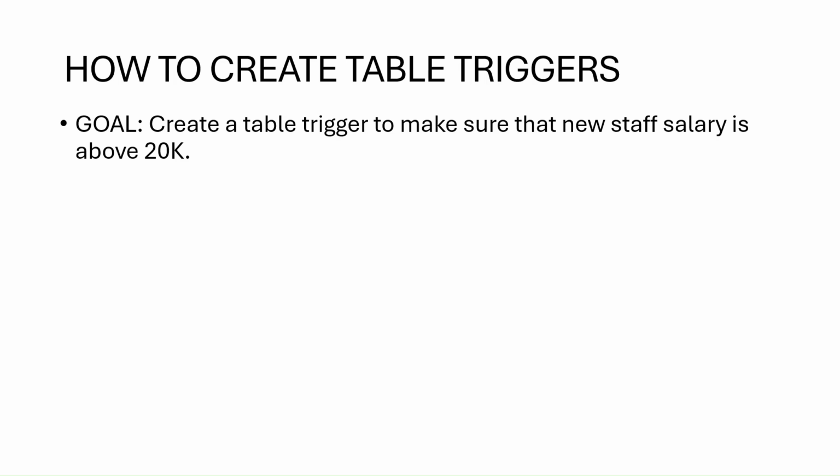Okay, so now we want to go ahead and create the trigger. I just showed you the documentation skeleton, but we're going to do it step by step now. So the goal is to create a table trigger in MySQL to make sure that any new staff salary is above 20,000. So anytime you're entering a staff, you would want to make sure the salary is more than 20,000. Okay.